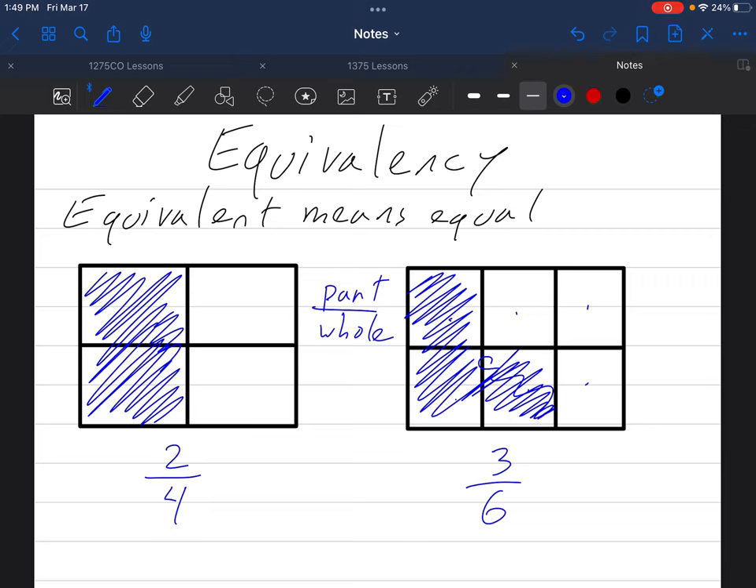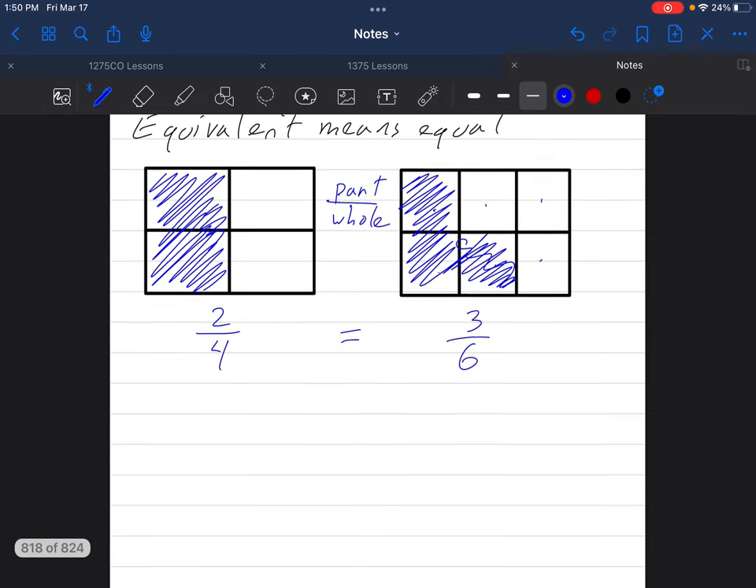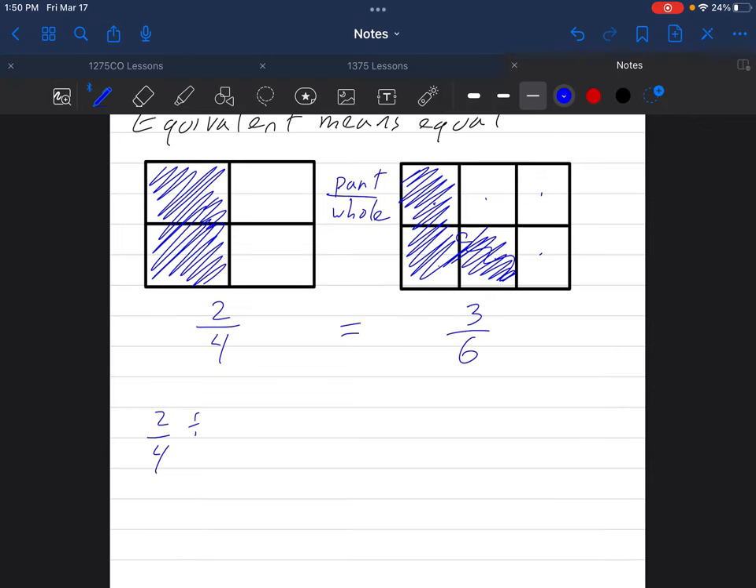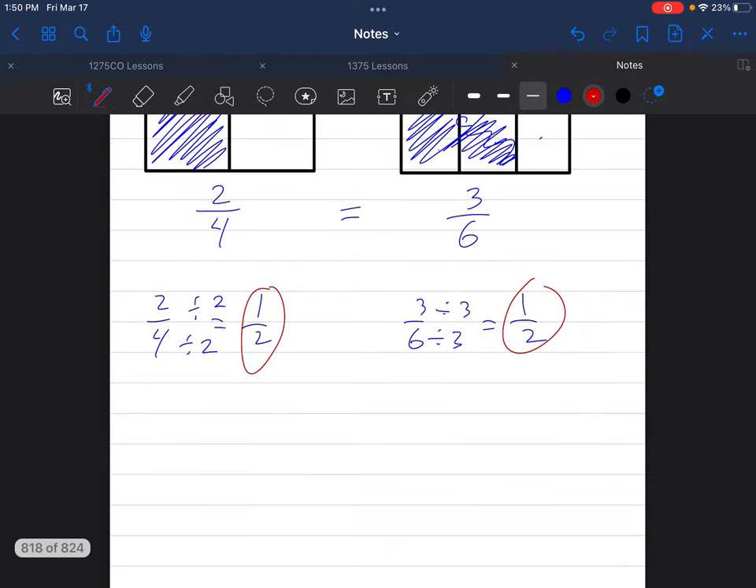And equivalent, again, means that even though these numbers are different, 2 over 4 and 3 over 6 are equivalent. They are equal. They are the same mathematically. 2 over 4 as a fraction can be reduced by dividing by 2 to get 1 over 2. 3 over 6 can be divided by 3 on top and bottom. And that's how you get 1 over 2. Again, that shows why and how these fractions are equivalent even though the numbers look different.